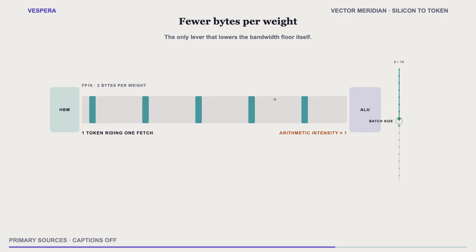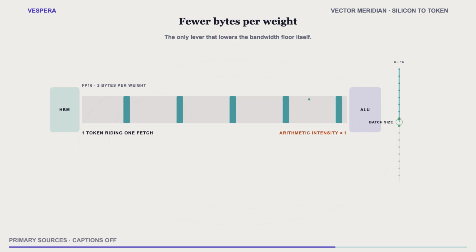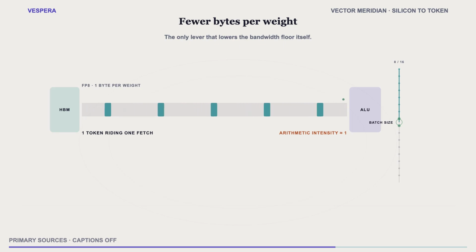Vendors have obliged with a descending ladder of formats. FP32, TF32, FP16, BF16, FP8, and now 4-bit formats. Pope and colleagues report 29 milliseconds per token at low batch size on a 540 billion parameter model using int8 weight quantization. On a model of that size, that number is only reachable because the weights were made smaller.